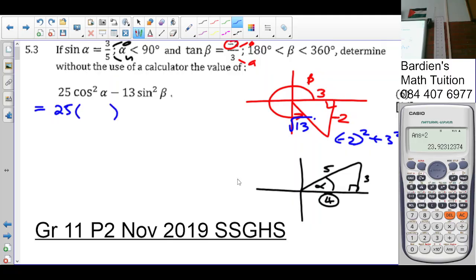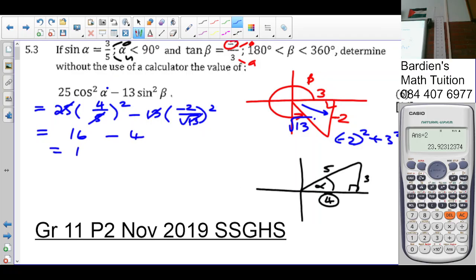Alright, so cos. Now you see, this is for alpha. So I can only use the alpha angle, alpha diagram, which is this one here. This was the beta angle. So alpha: cos is adjacent, which is 4 over hypotenuse, which is the square root of 13. And then sine of beta is opposite, which is negative 2 over square root 13. That gives me 16, so the 25's cancel, minus the 13's cancel, 4. You guys understand? Any confusion?